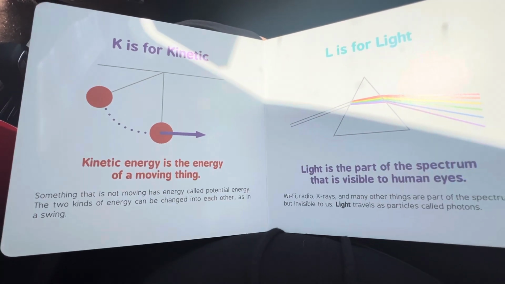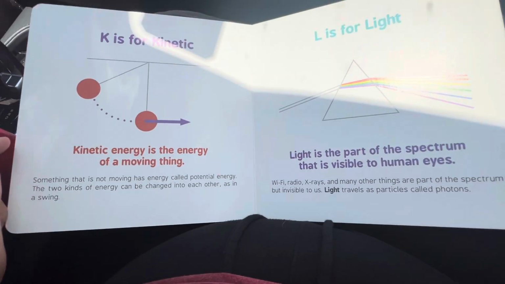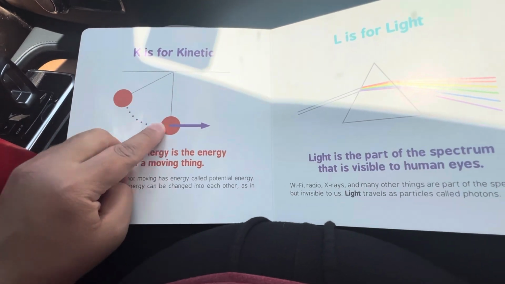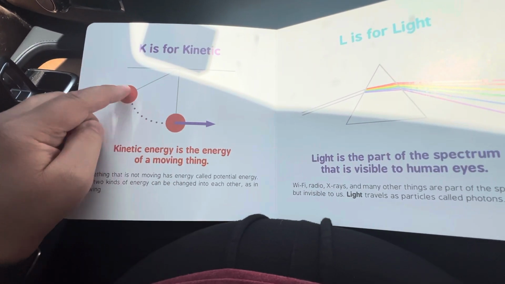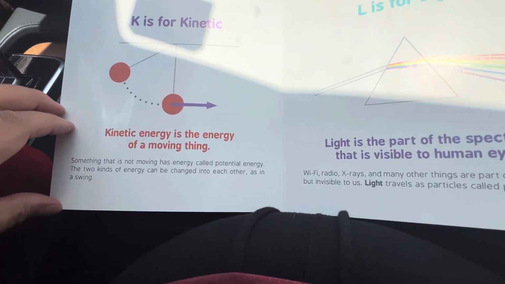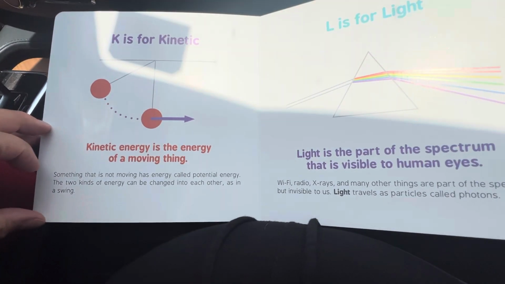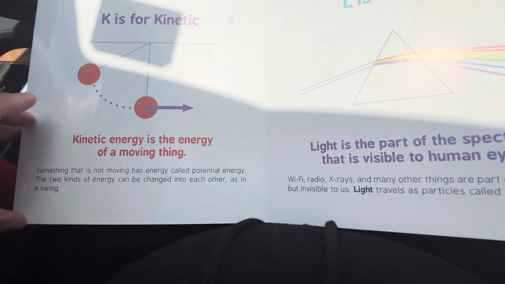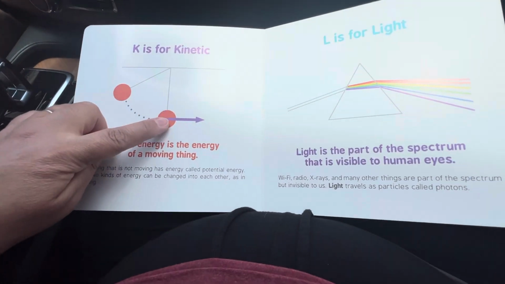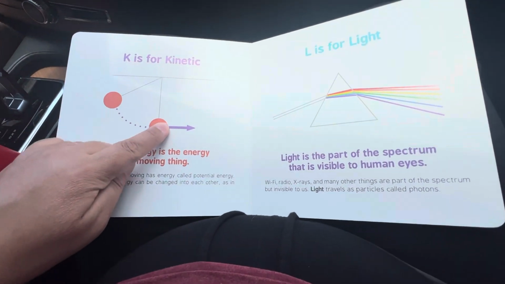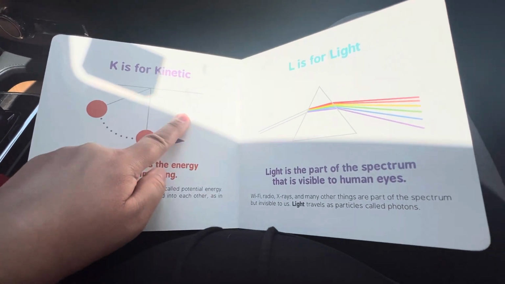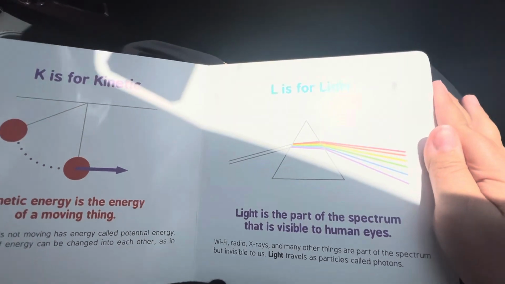K is for kinetic. Kinetic energy is the energy of moving things. So this has kinetic energy as it's moving and it's in its swing. When it's up at the top, it has potential energy. Something that is not moving has energy called potential energy. The two kinds of energy can be changed into each other as in a swing. So it's got potential energy here because it's very high, and kinetic energy here because it's moving. And when it comes back up here, it'll have potential energy again. Up and down.